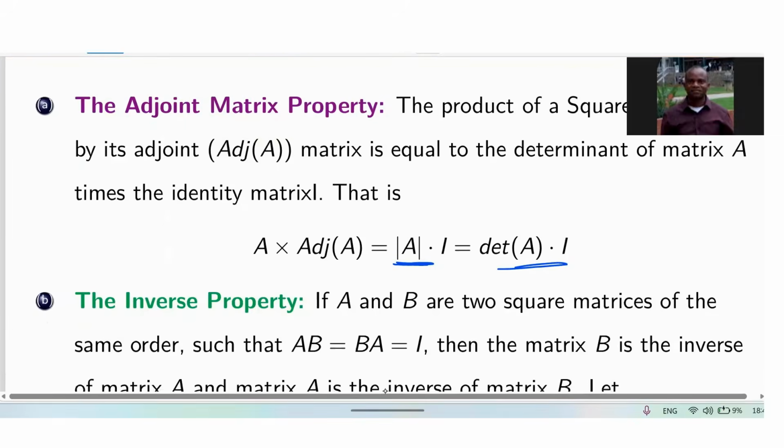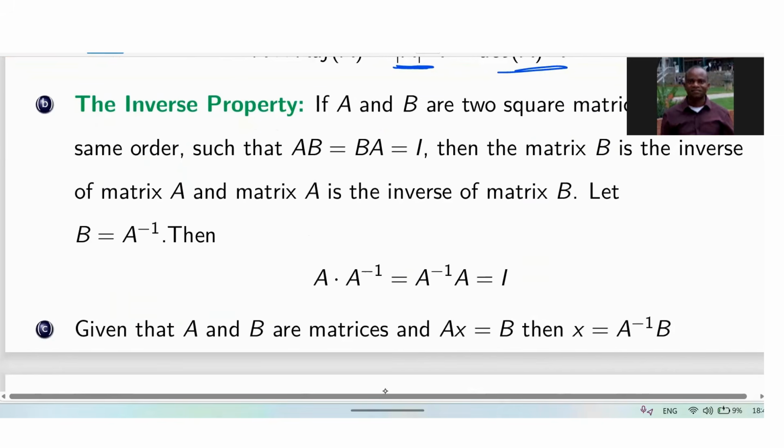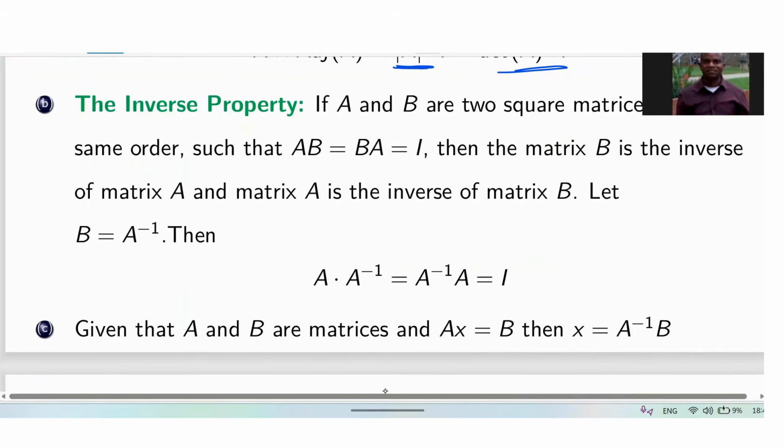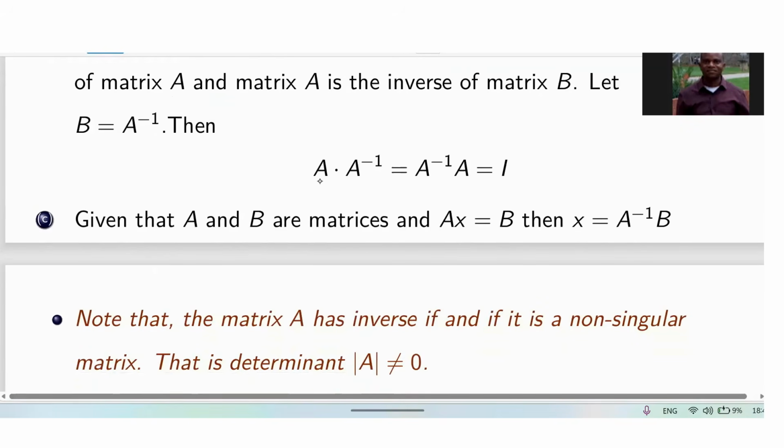The other property, which is very important, is called the inverse property. It says that if A and B are two square matrices of the same order, such that A times B is equal to B times A is equal to identity, then the matrix B is the inverse of matrix A, and matrix A is the inverse of matrix B. So if we let B equal A inverse, then we know that A times A inverse is equal to A inverse times A, and this is identity.